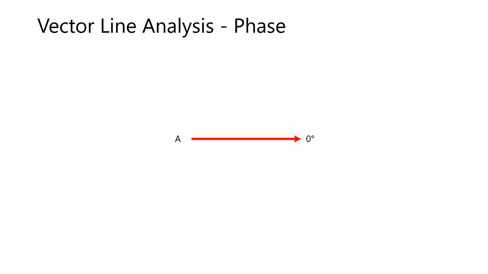Here you can see this vector represents a signal that is at 0 degrees. By comparing the two vectors, you can see signal A and signal B are in phase. Comparing these two vectors, we can see that they are 180 degrees out of phase. And in this example, vector B has now been delayed 90 degrees relative to vector A.